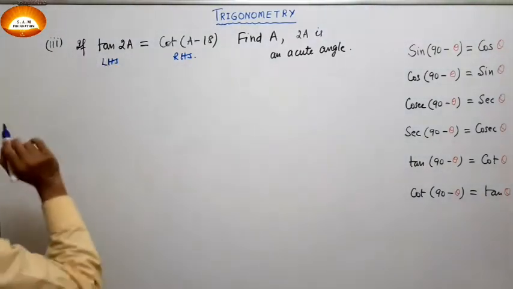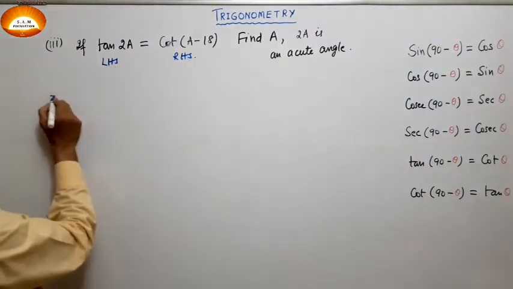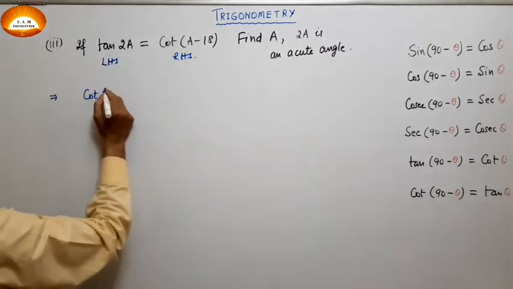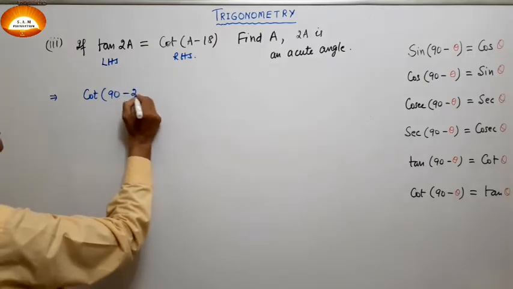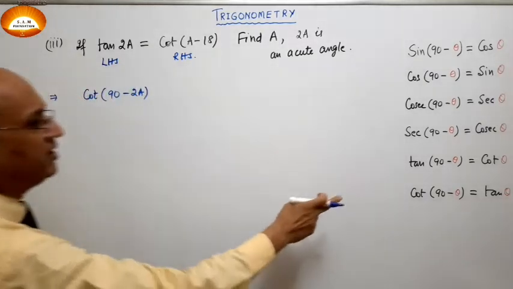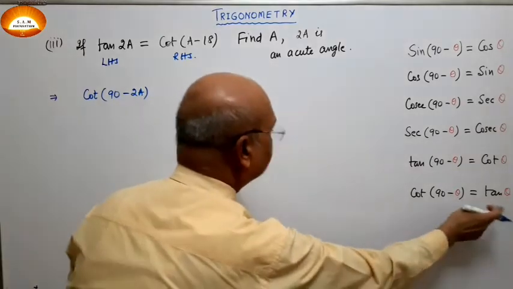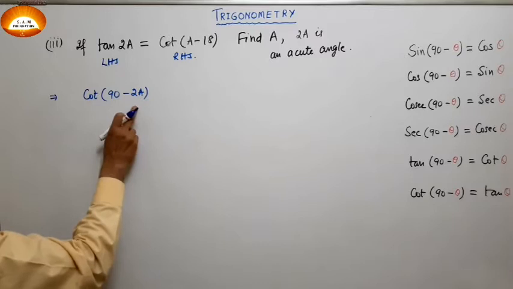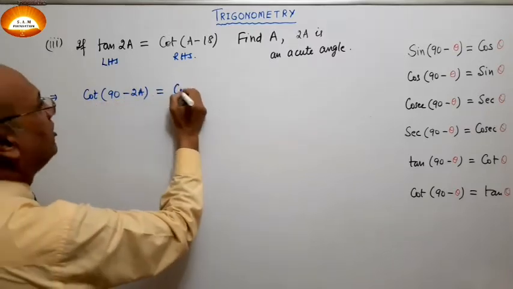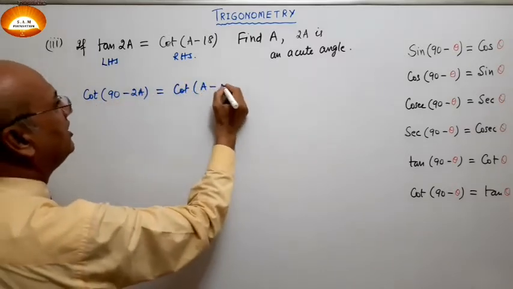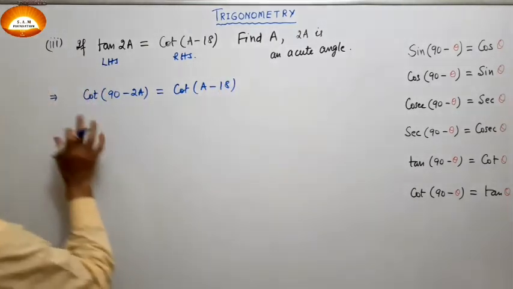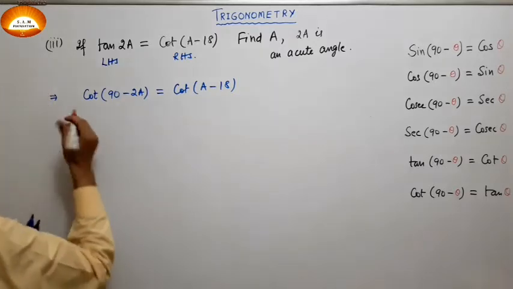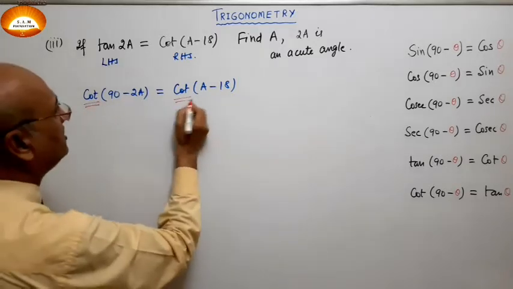See, so here in place of tan 2a, we can write cot 90 minus 2a, because according to this formula, cot 90 minus theta is tan theta. So tan 2a can be written as cot 90 minus 2a, and here it is already cot a minus 18. Now can you see, on both sides the trigonometric ratios are the same. Here also it is cot and here also it is cot.